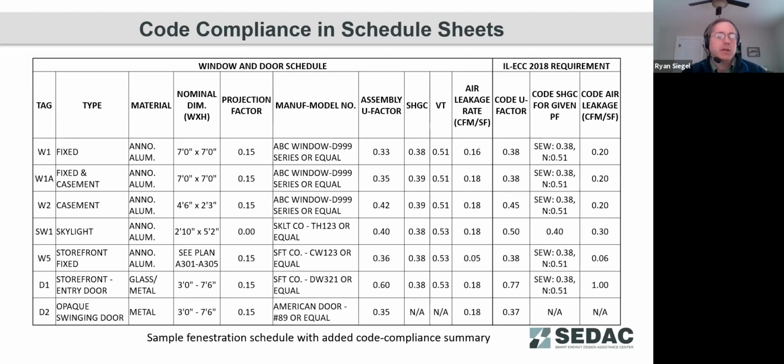Similarly for your fenestration, so the previous slide was the opaque area, and now we're dealing with fenestration. So our windows and doors and things like that. Calling out what type is it? What type of material is it? The size, any projection factors that may be applicable to these areas, and the various assembly U factors. That's something to be aware of, is this needs to be the assembly U factor, not the center of glass. We have encountered that mistake a time or two, where people will use the center of glass and not the full assembled fenestration unit. For the U factor, solar heat gain coefficient and visible transmittance, along with the air leakage rate. And again, here you see listing what the minimum or maximum values code allows for those.